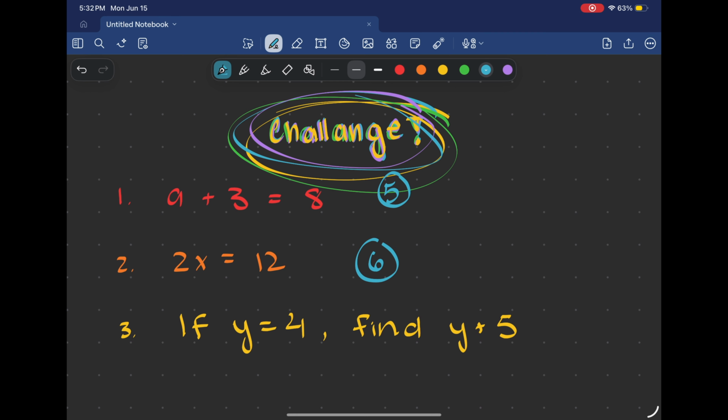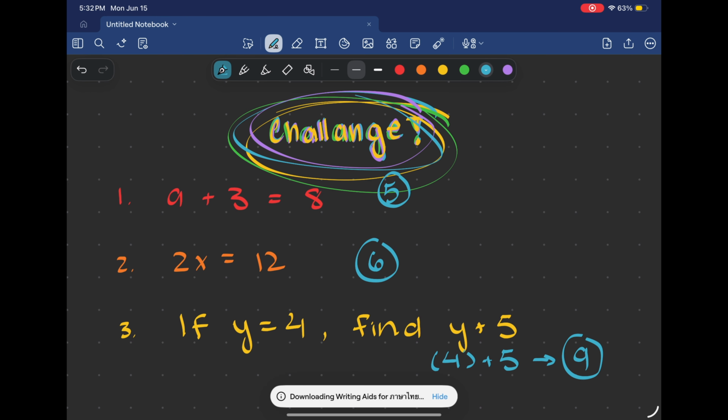Now, if y is equal to 4, what is y plus 5? Let's substitute in 4 for y. What's 4 plus 5? The answer is 9. I hope everybody got all of those correct.